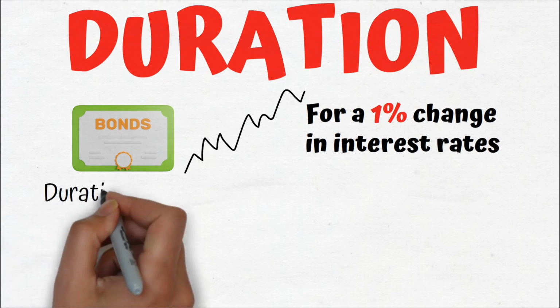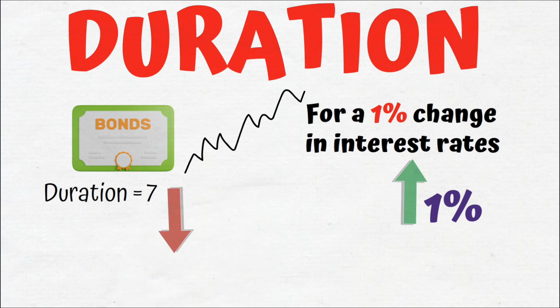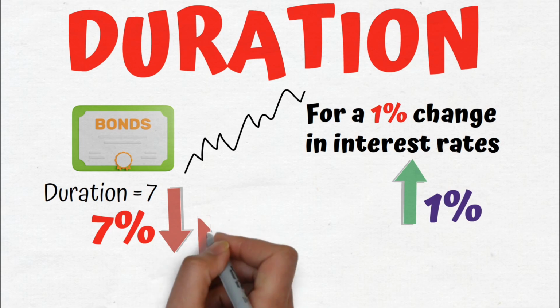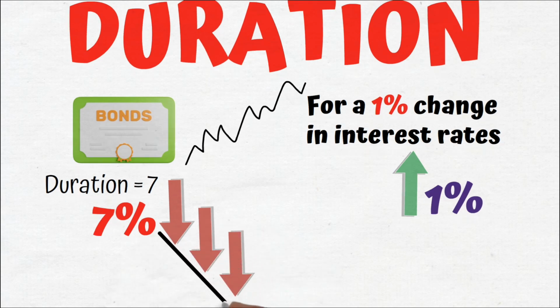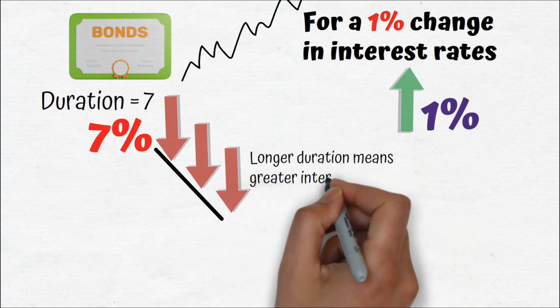Let's say you hold a bond with a duration of 7. If interest rates rise 1%, the bond's price may fall by around 7%. A similar bond with a longer duration might fall by 12% or more. Duration captures that sensitivity. Longer duration means greater interest rate risk.